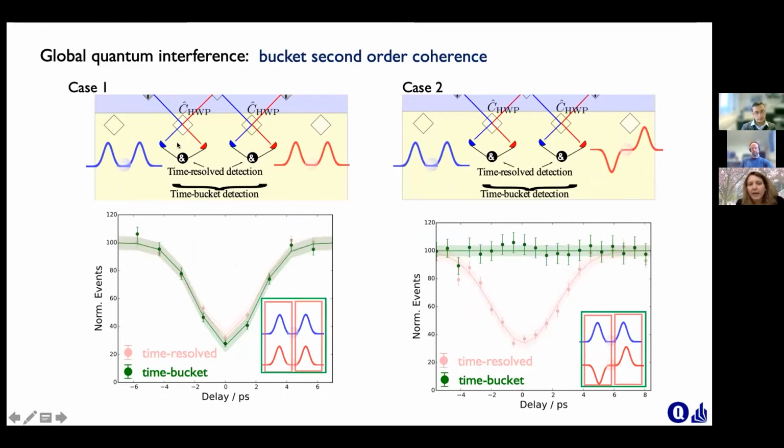The interesting part is if you look at the time bucket detection, where you say, well, I don't care if it has ended up in the blue part, left or right, or on the red part, left or right. Then in the first case, where they're completely identical, you get again the same Hong-Ou-Mandel interference dip. While in the second case, you take these counts together, you get no interference whatsoever.